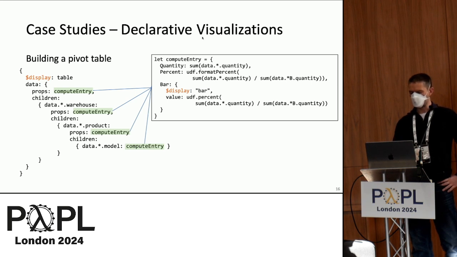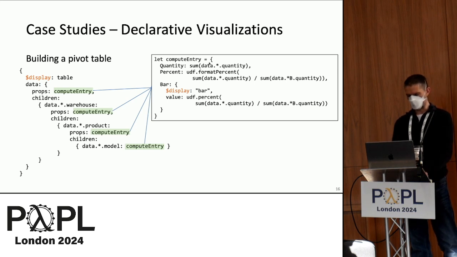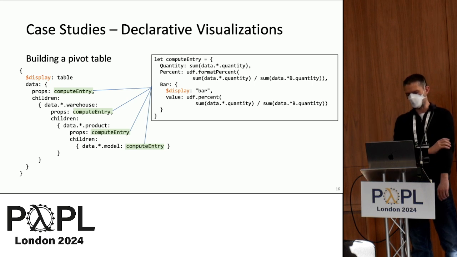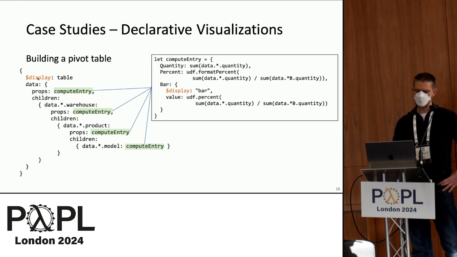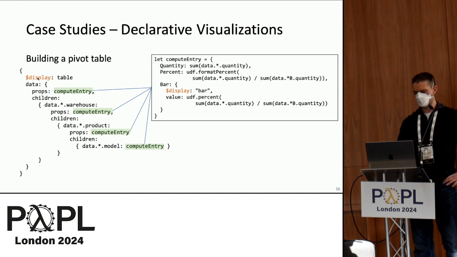So here we specify this function compute entry, which basically shows one row of the table. This is a warehouse data set. We have the quantity of items available and then models and products and so on. So we can say I want to show the quantity, I want to show the quantity as a percentage of the total, and I want to have the same thing presented as a bar graph. And then I unroll this multiple levels and say, first I want to group by the model, and then the product, and then the warehouse.